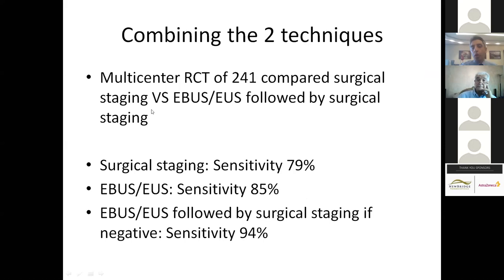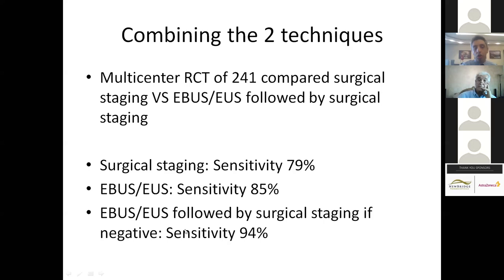Now, there's this one study I wanted to mention. It's a multicenter trial of 250 patients where they tried either EBUS-EUS or surgical staging. If you do just surgical staging, your sensitivity is 79%. As I said, probably because you can't get to hilar areas, and if you're not thorough enough doing a mediastinoscopy, you may miss some lymph nodes. If you just do EBUS-EUS, you can get an 85% sensitivity in that study. But when they did EBUS-EUS followed by surgical staging, when the biopsies were negative and there was a high suspicion, their sensitivity jumped up to 94%.